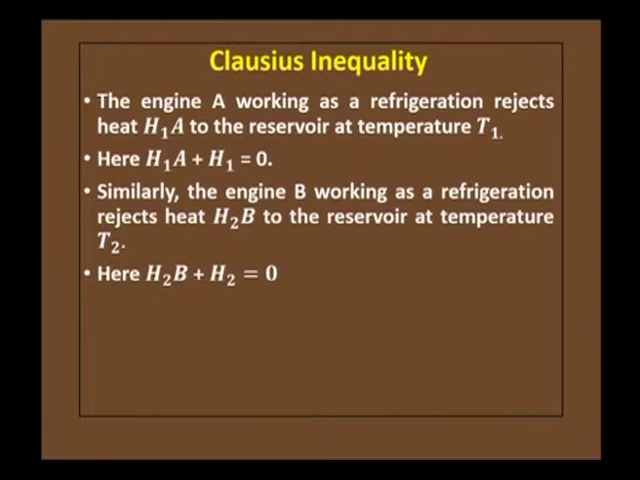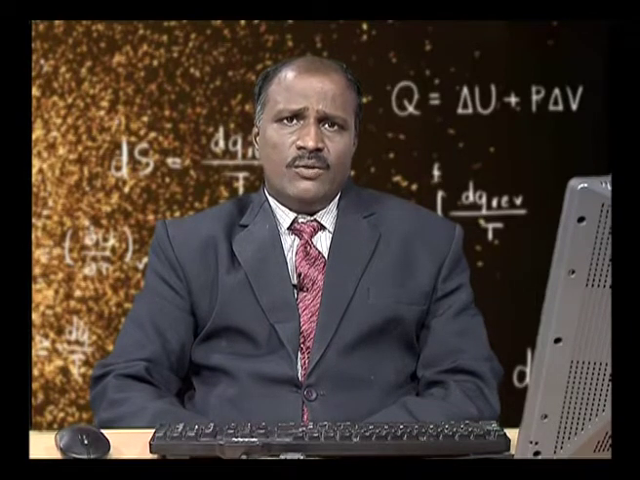Similarly, we can extend this theory for the engine B, which works as a refrigerator. The engine B rejects H2B to the reservoir at a temperature T2. Therefore, H2B plus H2 is equal to 0. It means that when the 3 engines work simultaneously, there is no outstanding change in the reservoirs at temperatures T1 and T2, where T1 and T2 are the lower and higher temperatures respectively.